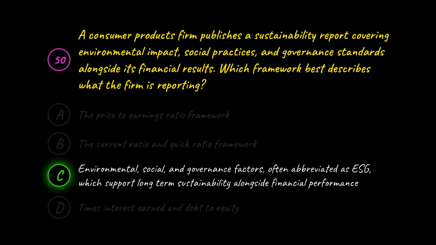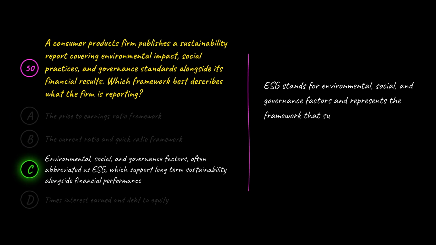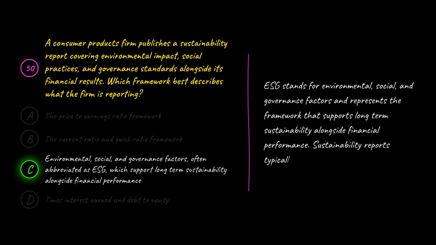The correct answer is C. Environmental, social, and governance factors, often abbreviated as ESG, which support long-term sustainability alongside financial performance. C is correct because ESG stands for environmental, social, and governance factors and represents the framework that supports long-term sustainability alongside financial performance. Sustainability reports typically organize information around these three categories.